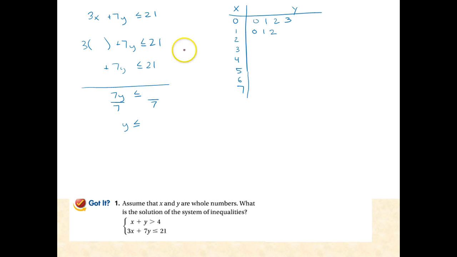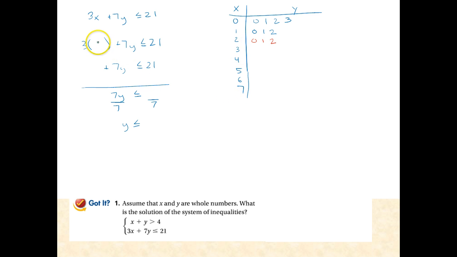Now let's plug in a 2 for x. 3 times 2 is 6. So 6 plus 7y is less than or equal to 21. Subtract 6 from both sides, and you get 21 minus 6 is 15. Divide both sides by 7, and that's 2 and 1/7, which means that it can be 0, 1, or 2.